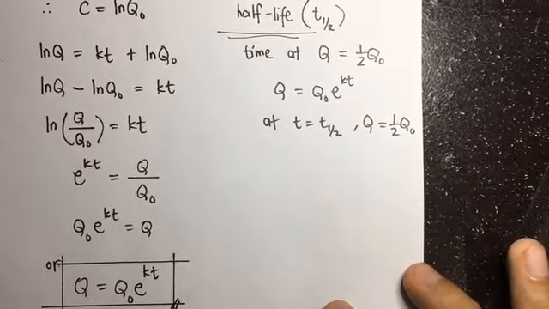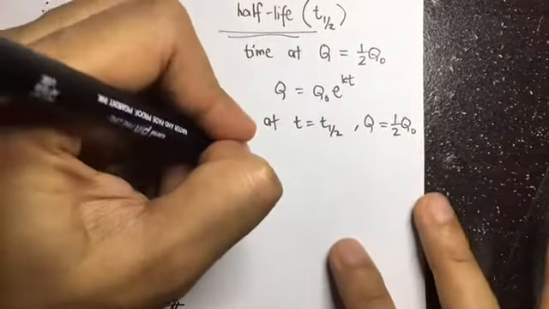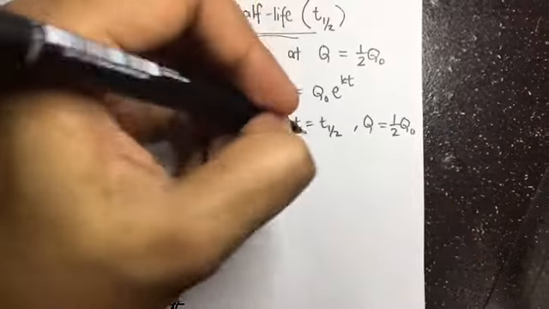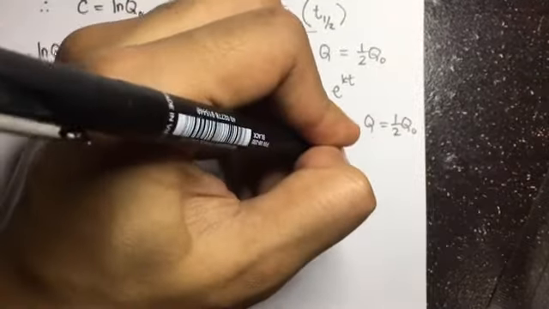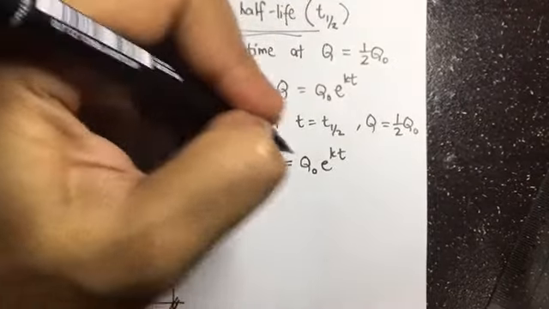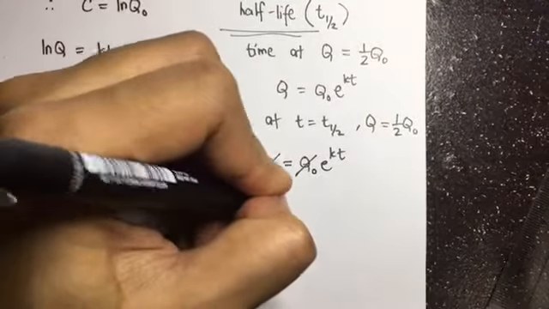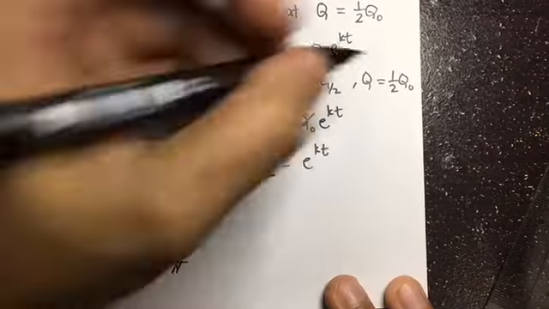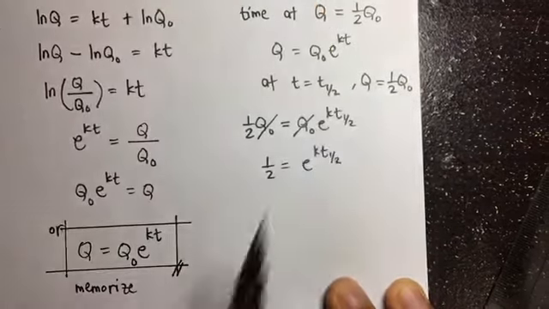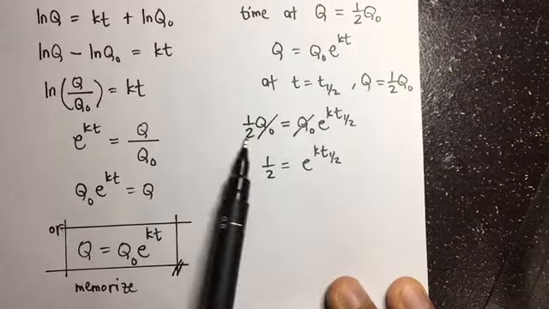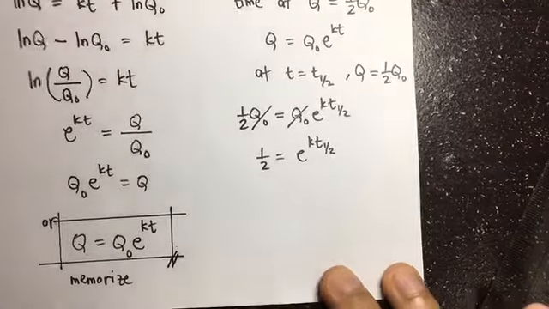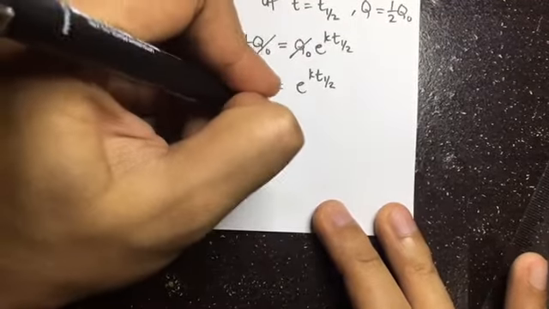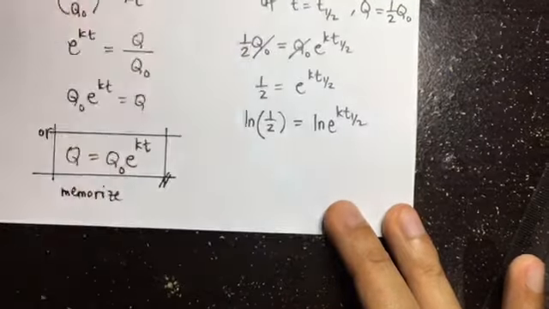Substituting, 1/2 Q0 is equal to Q0 e to the power of k t 1/2. As you can see, the common factor Q0 we can cancel out, and then 1/2 is equal to e raised to k t 1/2. Because we substituted Q is 1/2 Q0 and t is t 1/2, or the half-life. Solving for t 1/2, we can take the logarithm of both sides. So this will become ln of 1/2 is equal to ln of e raised to k t 1/2.